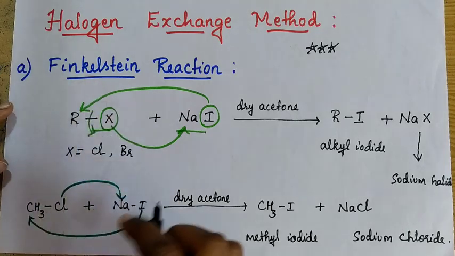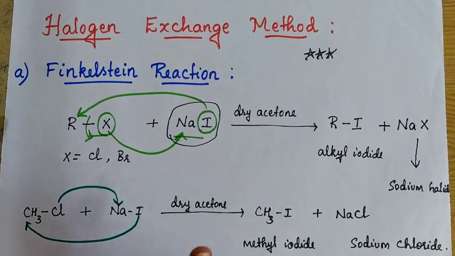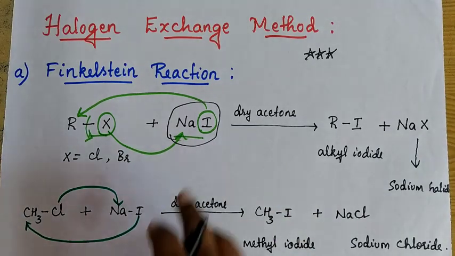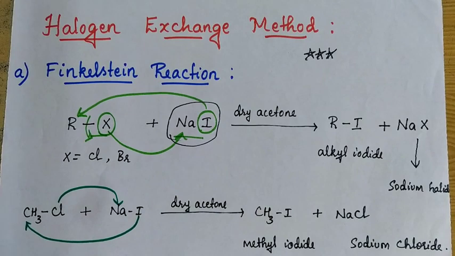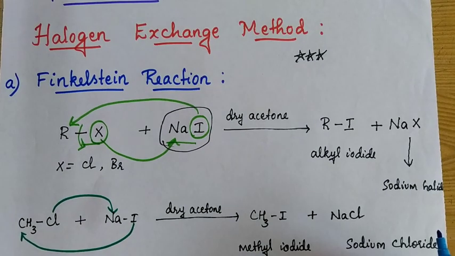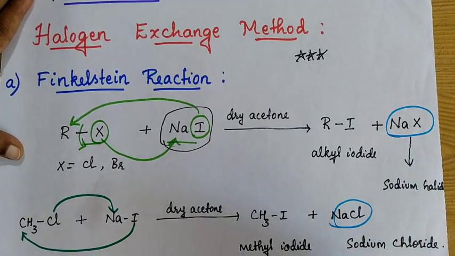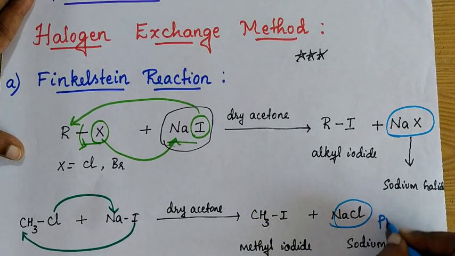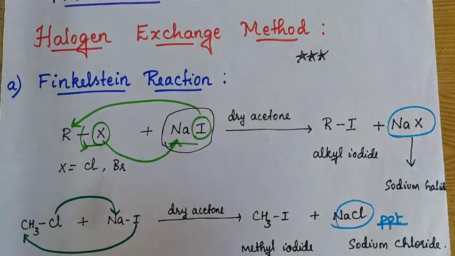In the Finkelstein reaction, we use sodium iodide as the reagent. This is the only thing you need to remember. If you remember this and the condition, dry acetone, the process is very easy. The byproduct NaX, which can be either NaCl or NaBr, forms as a precipitate due to the presence of dry acetone. So it is easy to separate also.